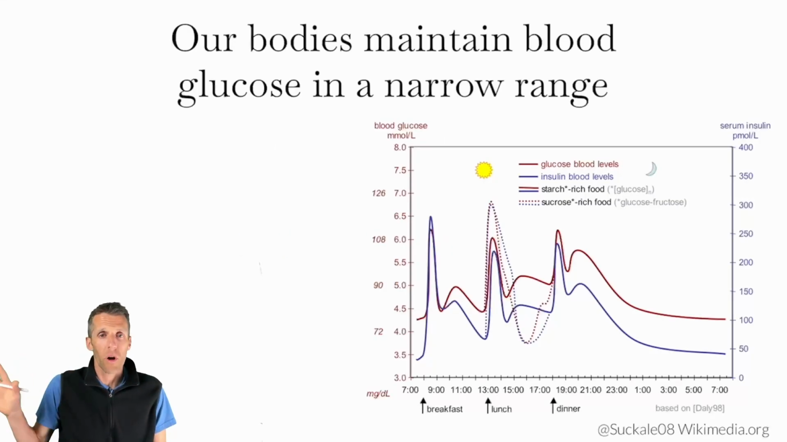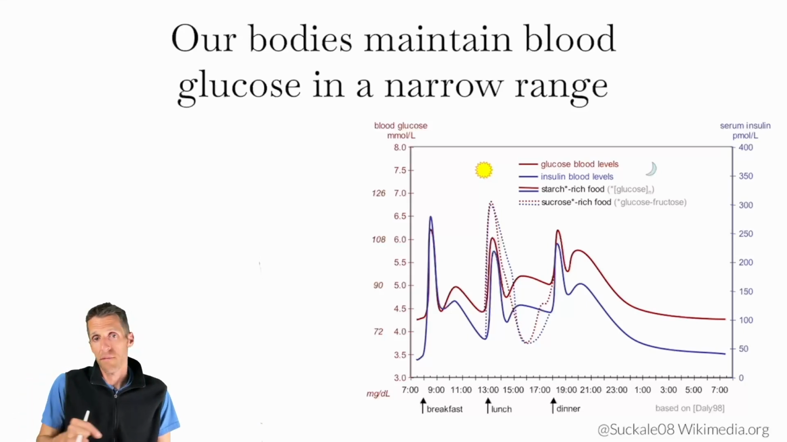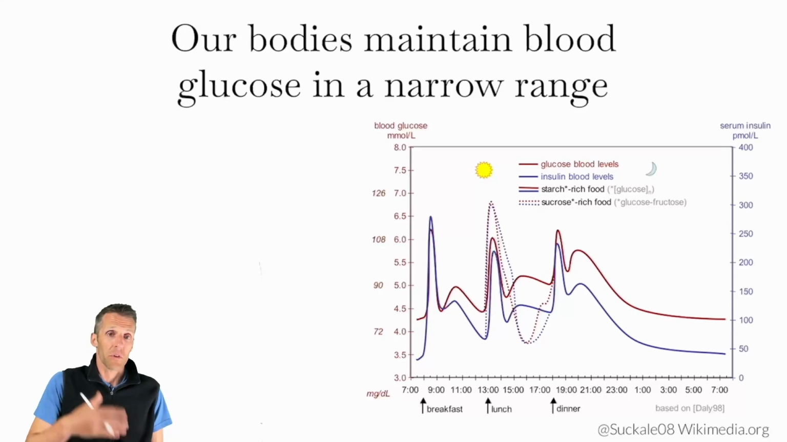So we're going to talk much more later about blood sugar regulation in our bodies. But for the moment, all we need to know is that our bodies maintain blood glucose in a fairly narrow range. And this is robust to all kinds of things. So if you don't eat for a long time, your blood glucose is stable. If you eat, your blood glucose spikes and then immediately comes back down. So it's a really finely tuned system.